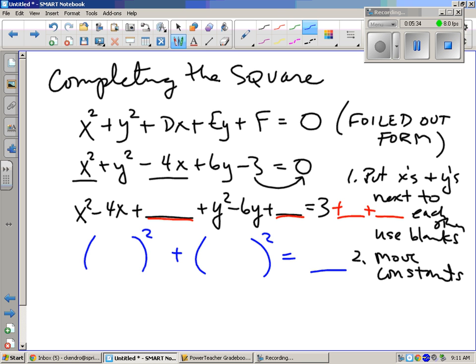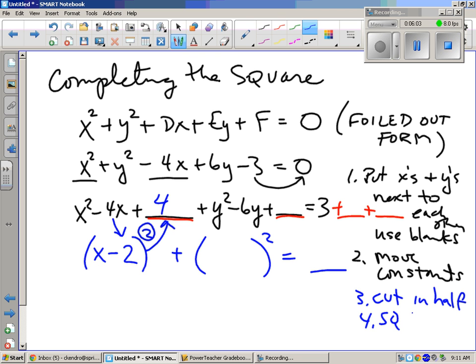Now, what that parentheses is you take this number and you cut it in half. So our third step is cut in half. Okay, so it would be minus 2. So it was negative 4, now it's negative 2. And then to put up here, you got to think of squaring that 2. This little 2 tells you to square that 2, so it's going to be a 4. So our fourth step is to square the number.